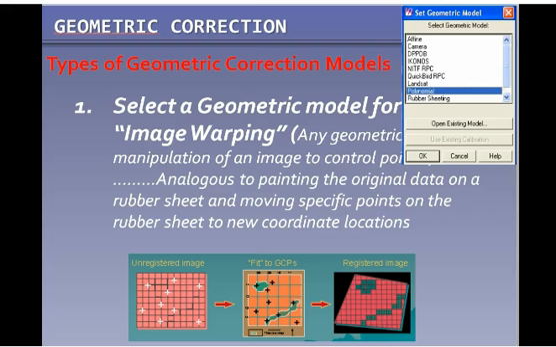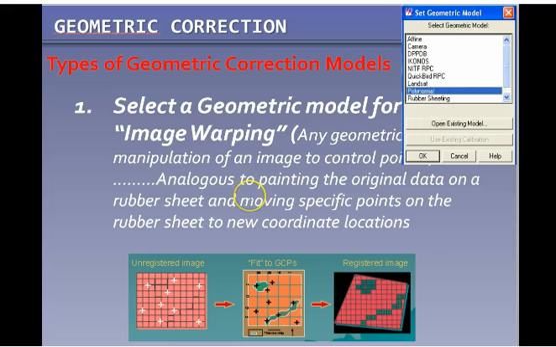We'll walk through each of these steps briefly, and we'll start with the different types of geometric models. So when you are opening up your geocorrection tool, one of the first things it's going to ask you is to identify which geometric model you want. And as you can see, there are lots of different options here.